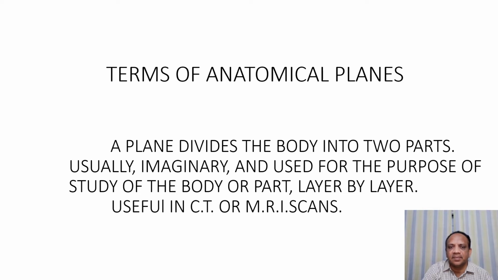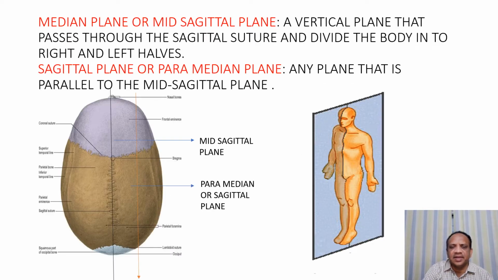So what are the common planes? The median plane or mid-sagittal plane is a vertical plane that divides the body into a right half and a left half, and it should pass through the sagittal suture. This is the sagittal suture between the two parietal bones, and this plane passes exactly through it. So that is called the median plane or mid-sagittal plane.